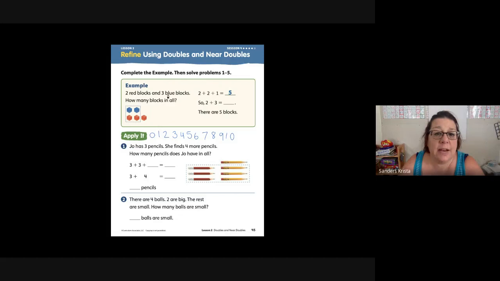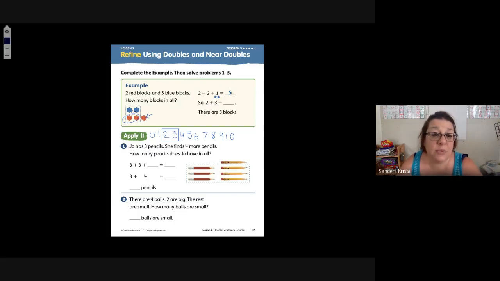2 red blocks and 3 blue blocks. How many blocks in all? When I'm looking at numbers on a number line, I can see that the number 2 and the number 3 are right next to each other on the number line. So I know that 3 has a group of 2 inside of it, right? So I can add my doubles, 2 plus 2, and then add 1 more, right? So I have 2 plus 2 equals 4, and then 1 more is 5.